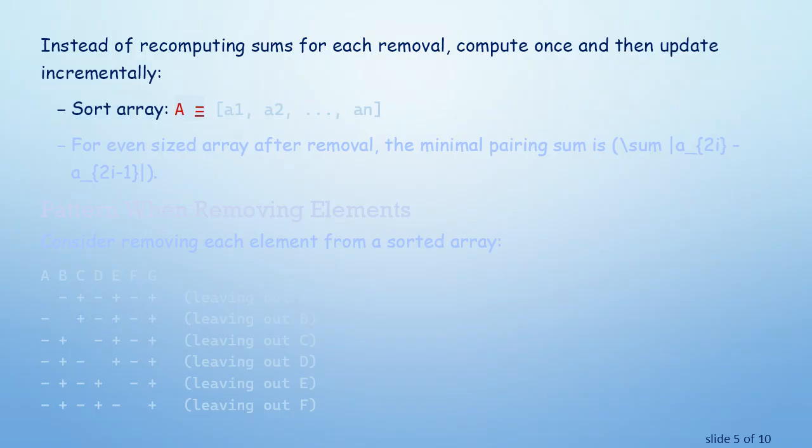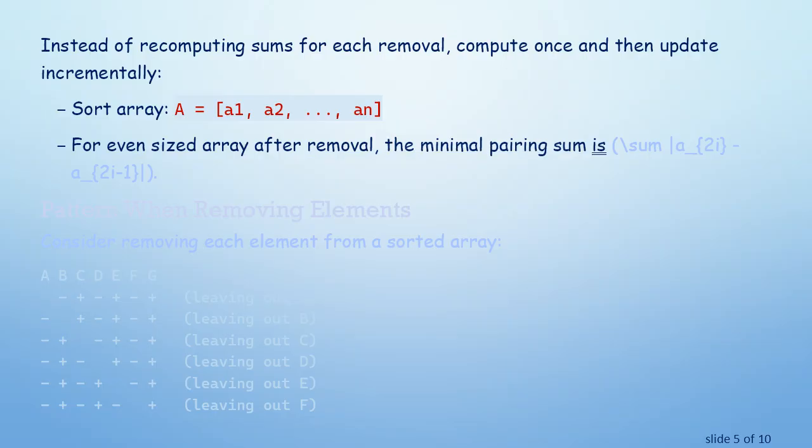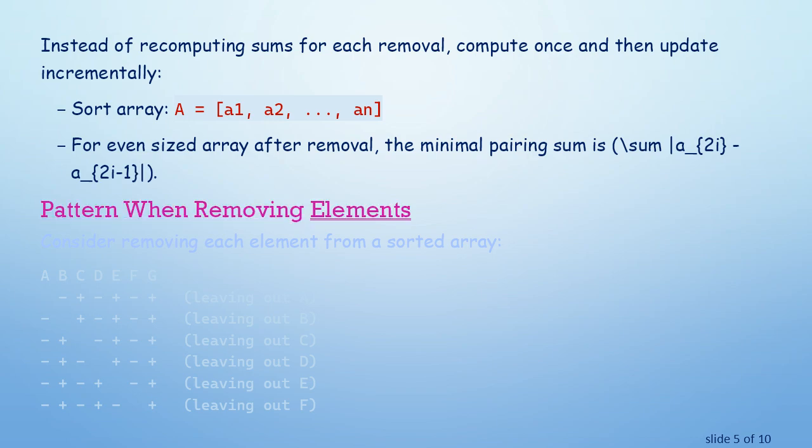Sort the array, A = A1, A2, ..., An. For an even-sized array after removal, the minimal pairing sum is the sum over i of A_{2i} minus A_{2i-1}. Pattern when removing elements: consider removing each element from a sorted array.